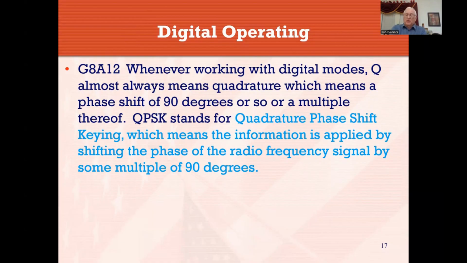Normally, as far as I know, it's always a multiple of 90 degrees. That's kind of the standard. The Q is 90 degrees. That's the two to tie together.